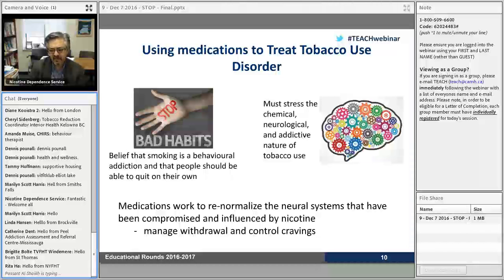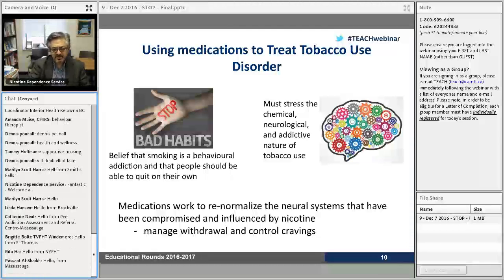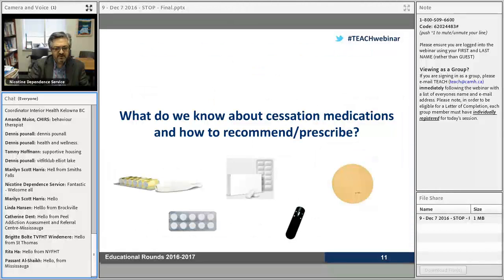So roughly, we are looking at helping people overcome these 3 stages to achieve about 100 days of abstinence, and I'll come to why we want to do that in a bit. What we have to help educate our patients is that the medications are not a magic bullet. What we're trying to do is help re-normalize these 3 neural systems or circuits that have been compromised and influenced by repeated exposure to nicotine in a pulsed fashion through cigarettes. In the initial stages, it's managing withdrawal and controlling cravings, and ideally preventing relapse in the long term.